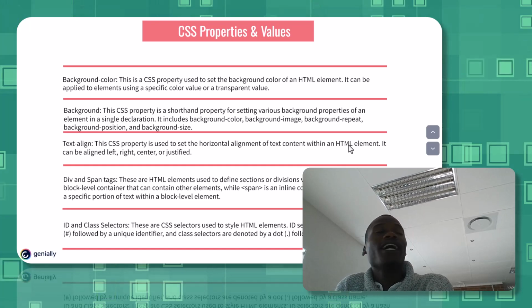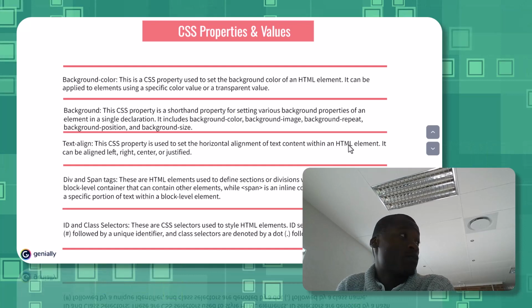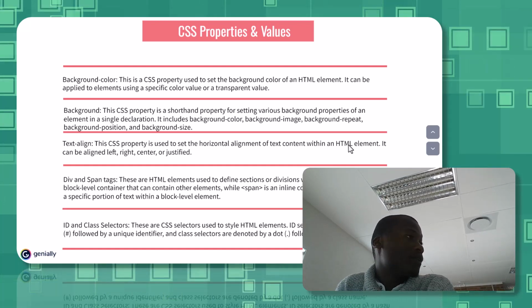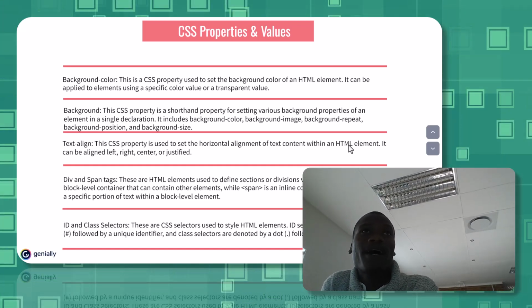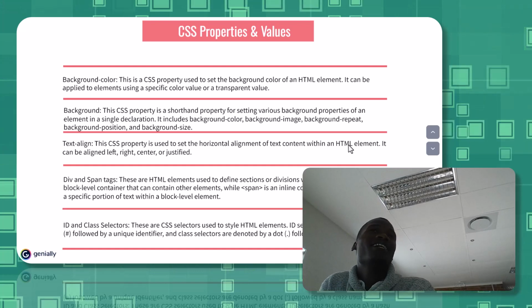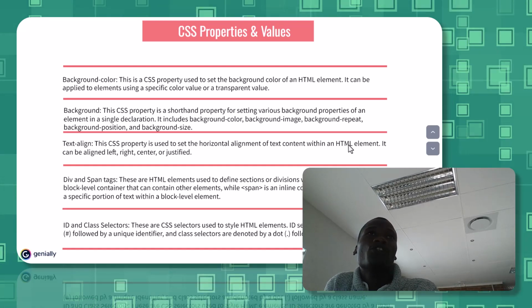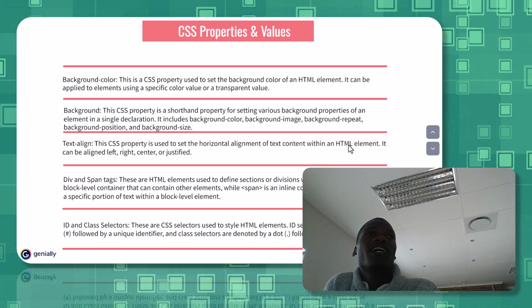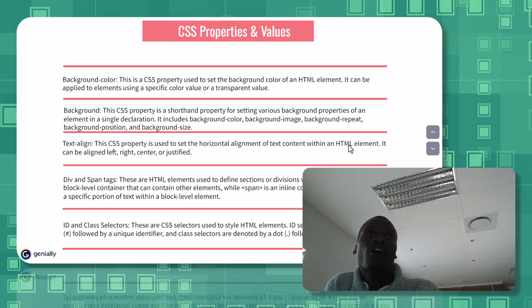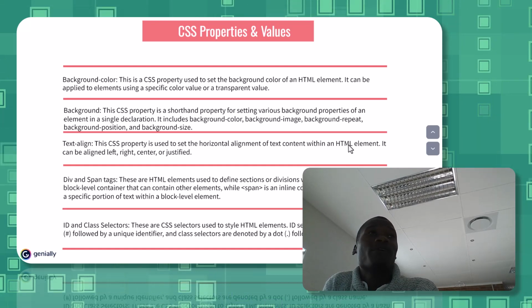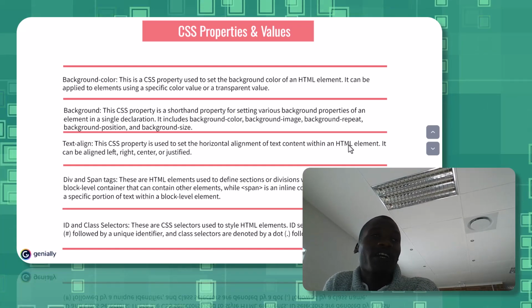So let me just start on the background color and explain what a background color property is. The background color property is a CSS property used to set the background color of an HTML element. It can be applied to elements using a specific color value or a transparent value. The property name is background-color.